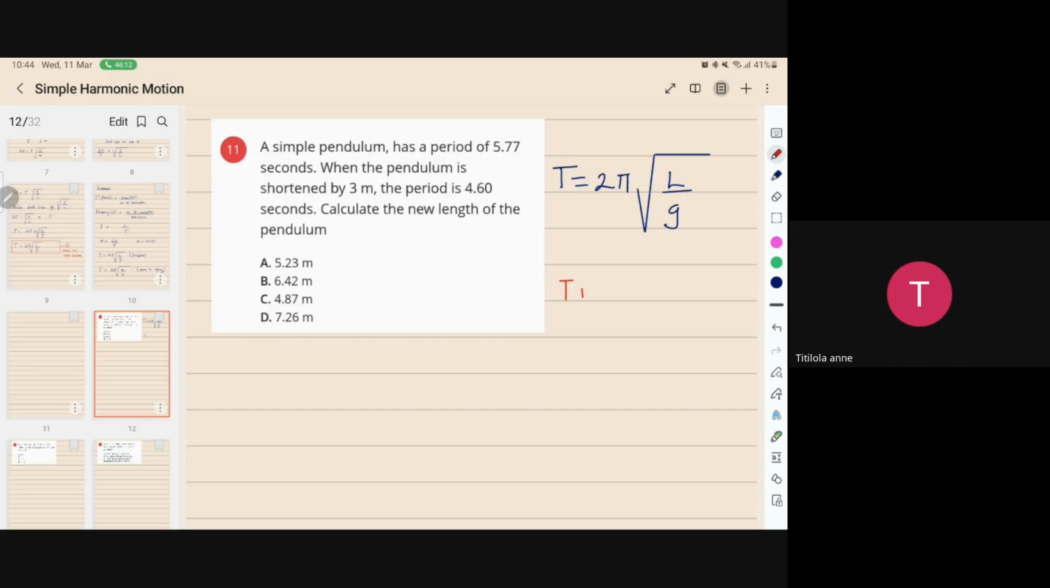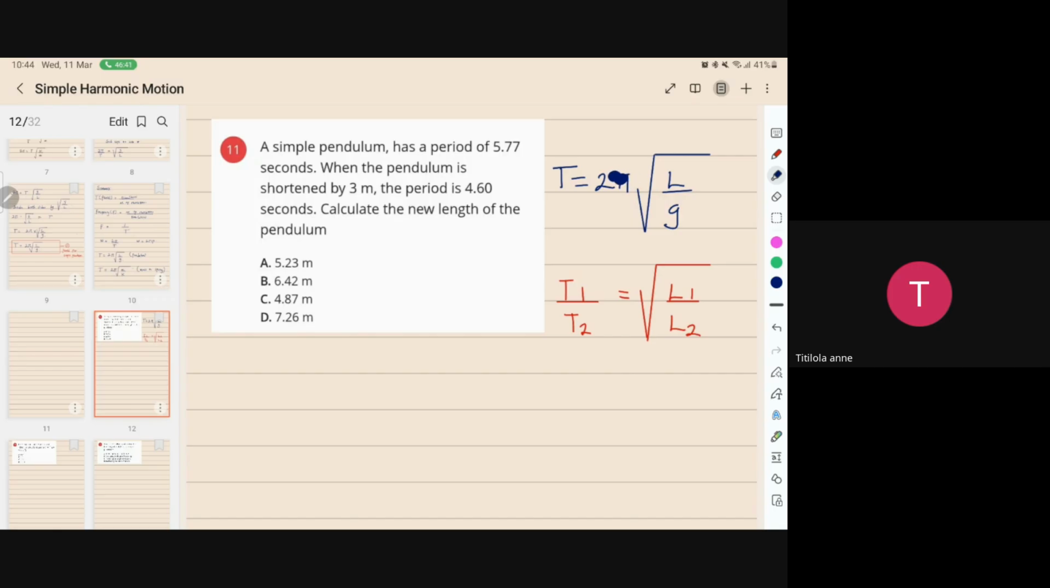because their length is going to differ. The length of the simple pendulum is going to differ, but your 2 pi and your G is a constant, so they're going to cancel out. Is that not so? So I'm going to have T1 over T2 is equal to the square root. If I have two pendulums, square root, because the lengths are going to differ, I'm going to have L1 over L2.